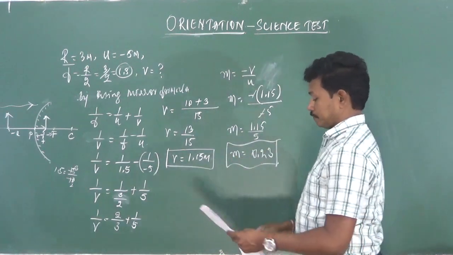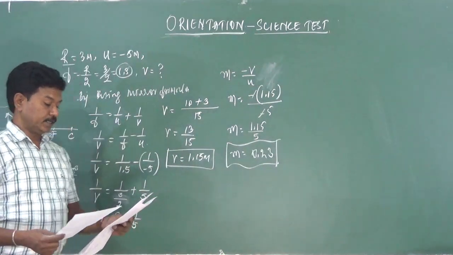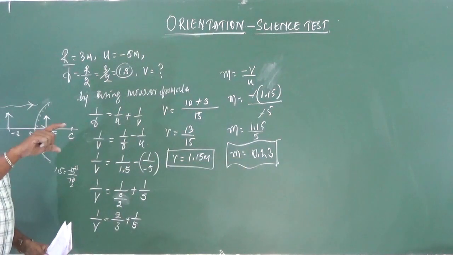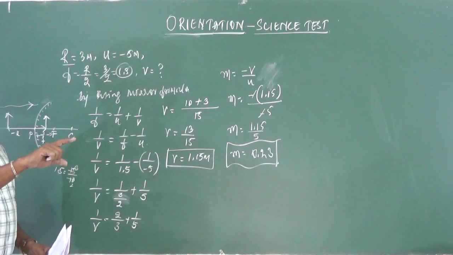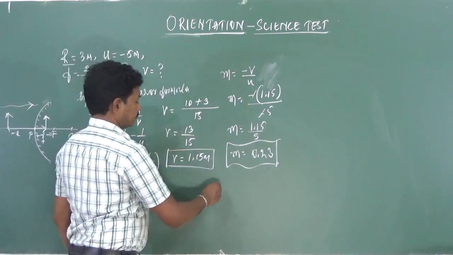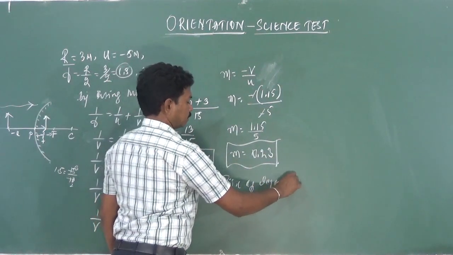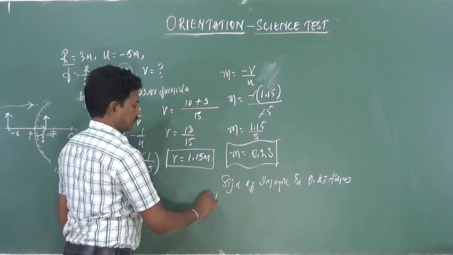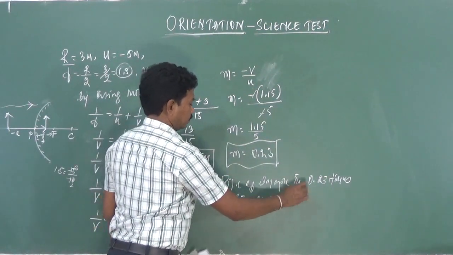In order to tell the nature and size of the image, we always have to take the help of the magnification. So here the size of the image inside the mirror is 0.23 times the object. So you have to write the statement here: the size of the image is 0.23 times the size of the object.